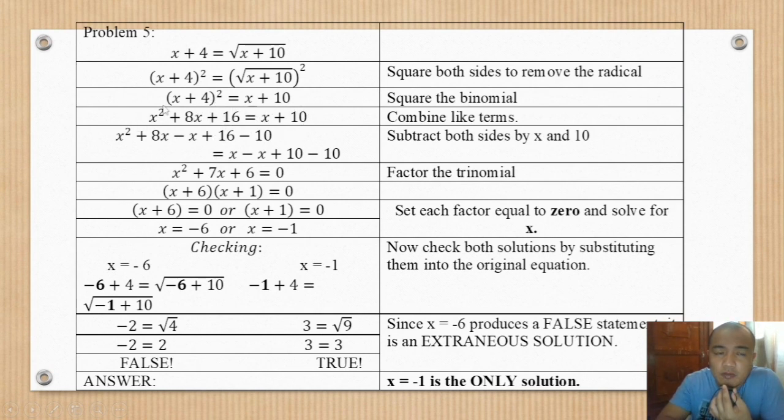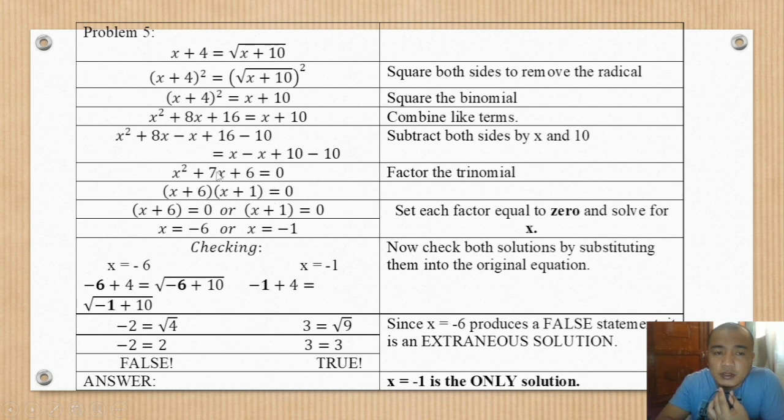So from here, let us combine like terms. Let's transpose x: x² + 8x − x + 16 − 10 = 0. Transpose 10, minus 10, and transpose x, so minus x, equals 0. Therefore, the answer is x², 8x − x is 7x, 16 − 10 is 6. So the new equation is x² + 7x + 6 = 0, which is a quadratic equation.